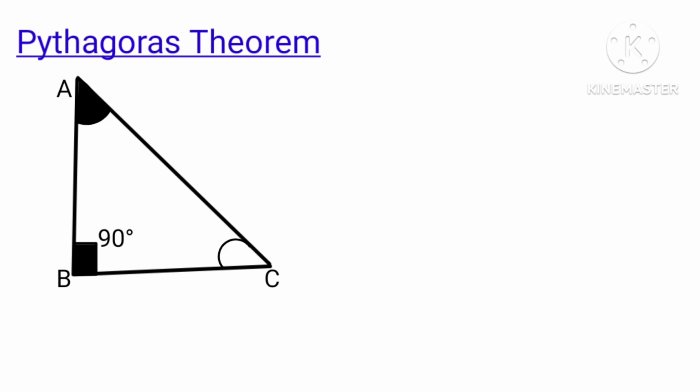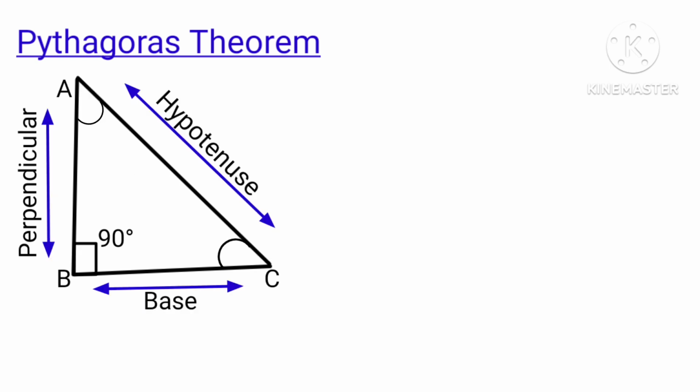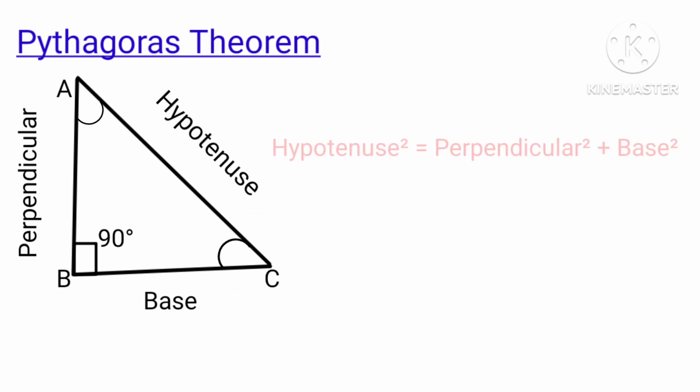For the Pythagoras theorem, we should not look at angles, we look at sides: the sides of the right angle triangle, that is hypotenuse, base and perpendicular. We only look at these 3 sides. In the Pythagoras theorem, we square the perpendicular and square the base, and then add both. When we add them, we get the square of the hypotenuse side.